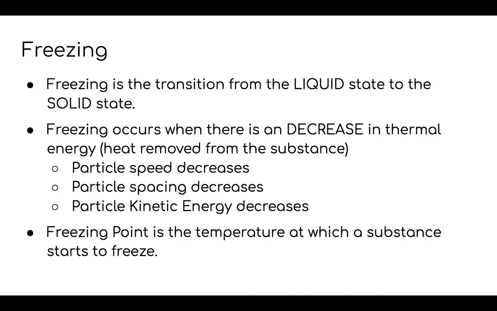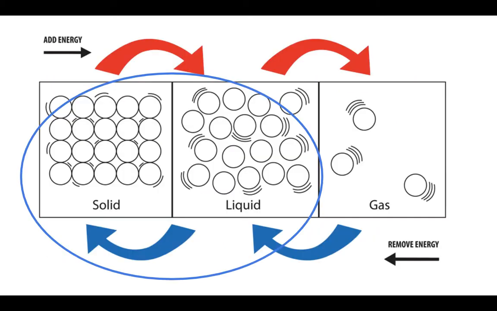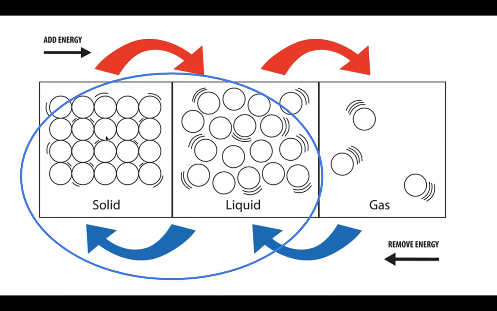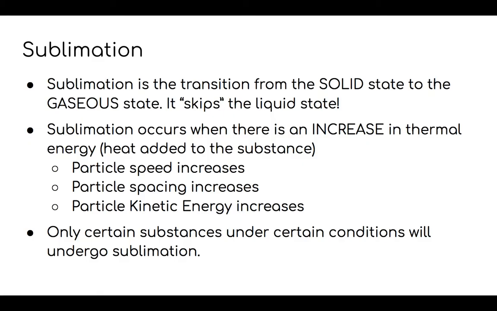Put a star next to this one because you will be doing a lab very soon. The freezing point is the temperature at which a substance starts to freeze. So once a substance hits that point called the freezing point, it will begin to transition from the liquid to the solid state. We see here, once again, going from liquid, removing thermal energy, going to a solid, particle spacing decreasing, particle speed decreasing, and particle kinetic energy decreasing as well.